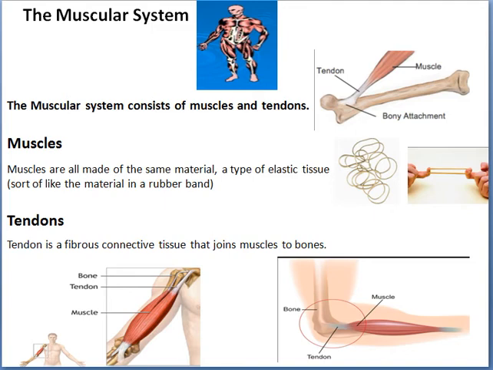What are muscles? Muscles are all made of the same material, a type of elastic tissue. It is sort of like the material in a rubber band. What are tendons? A tendon is a fibrous connective tissue that joins muscles to bones. Tendons connect muscle to bones, allowing us to move. Now let's take a look at some muscles.